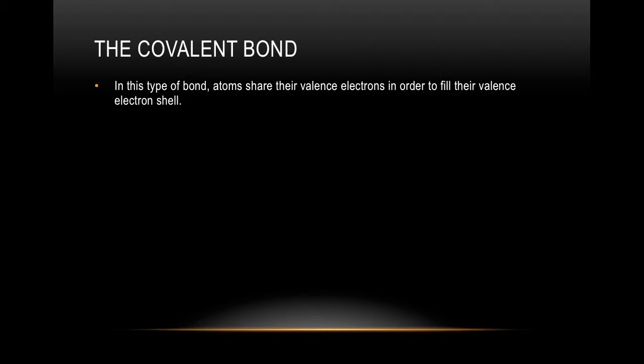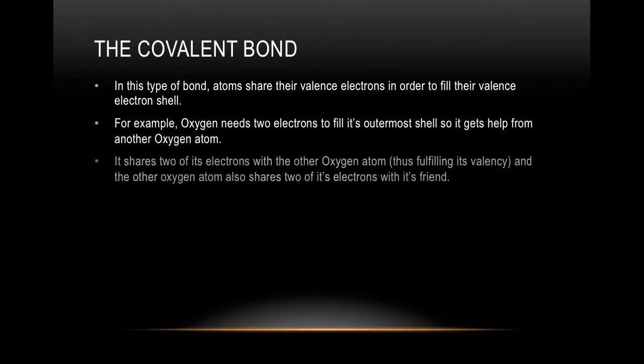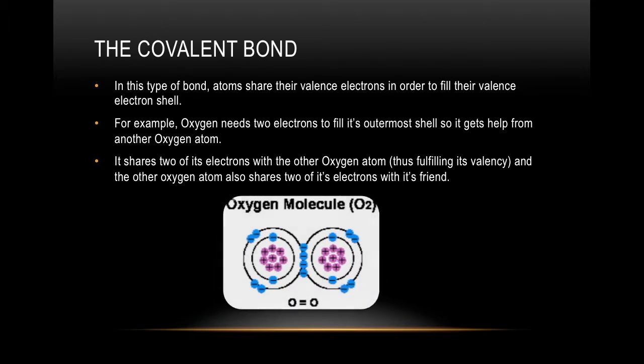So we use that $200 to buy him a common present, and we have a much better present to give our friend. That's how covalent bonds work. And instead of money, you have electrons, of course. So for example, oxygen only needs 2 electrons to fill its outermost shell. So it gets help from another oxygen atom. It shares 2 of its electrons with the other oxygen atom, and the other oxygen atom also shares 2 of its own electrons with the first oxygen atom.